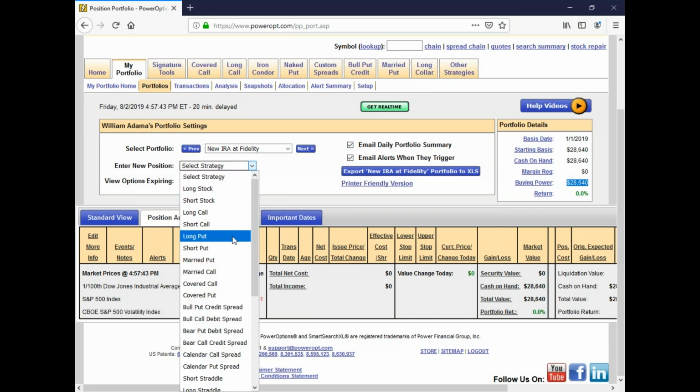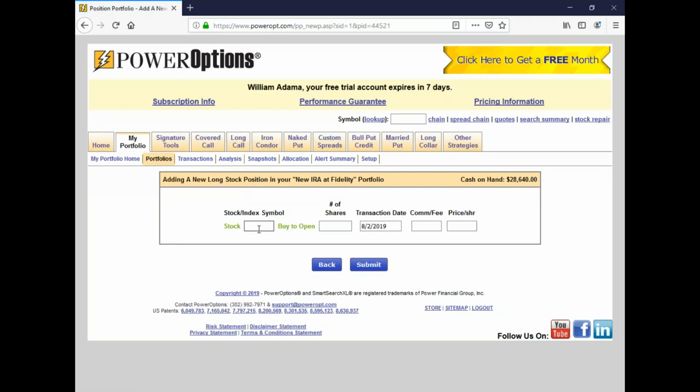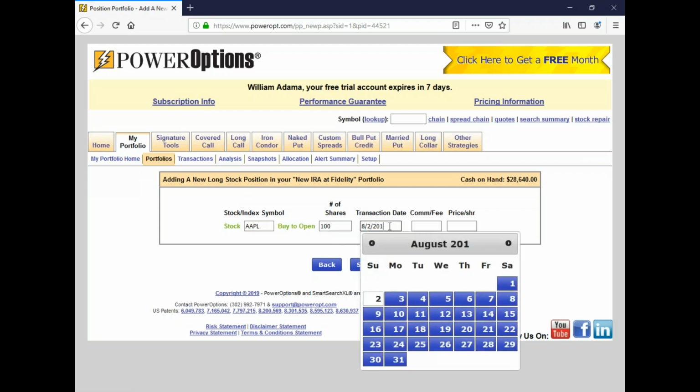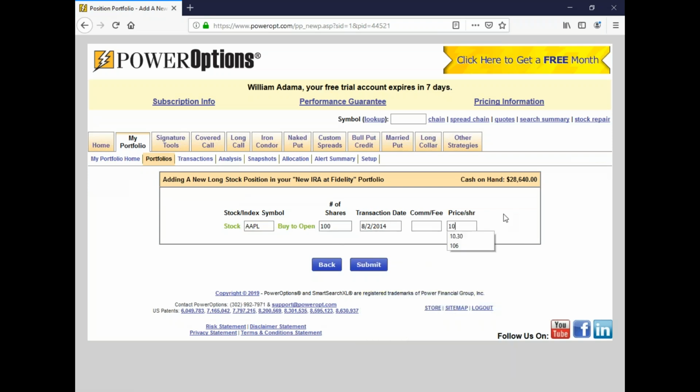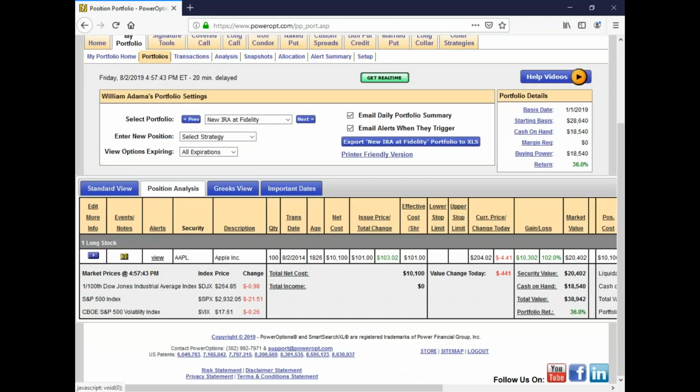And now, 5 years ago, I put in long stock, Ray. 5-6 years ago, I bought 100 shares of Apple for 101. Now, what did that do? That lowered my cost basis by the $10,000, or $10,100 roughly. It lowered the cost basis down, so now I'm still accurately accounting for it. And I've got a 36% gain on the portfolio, but a 102% gain on the Apple position.